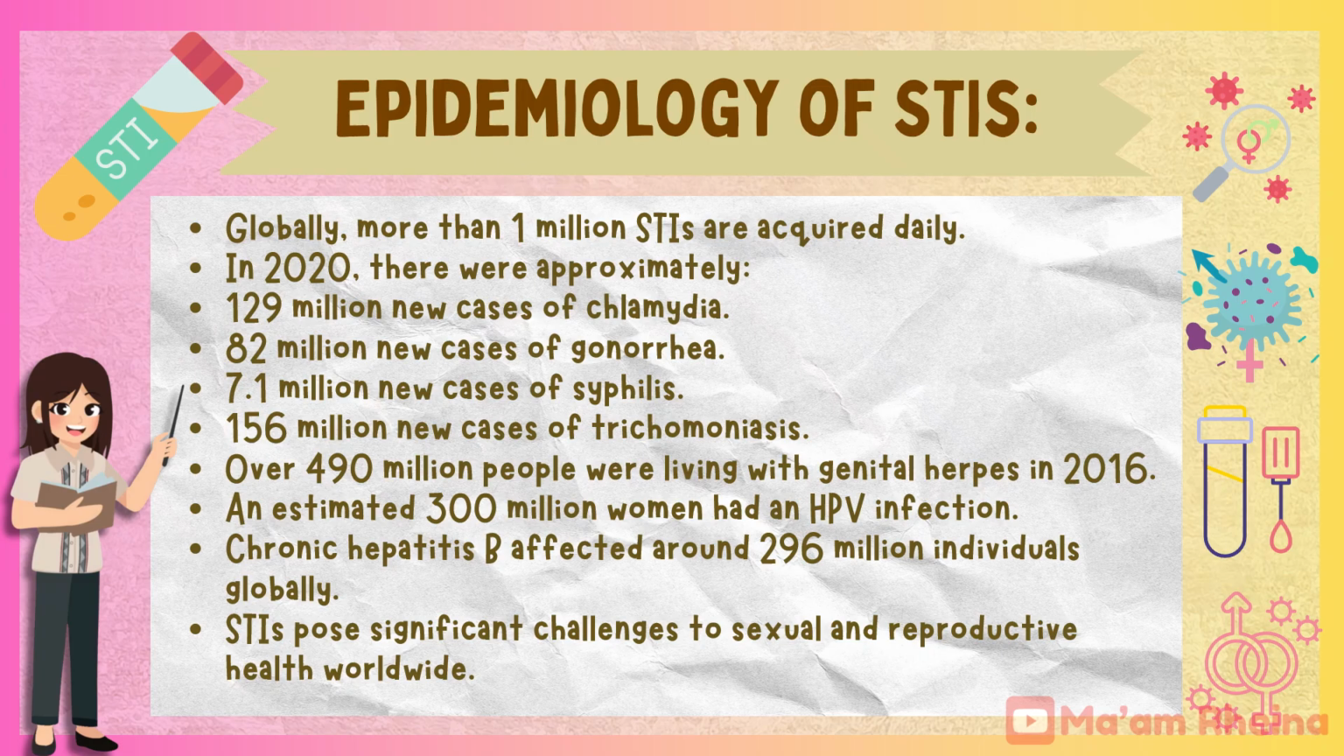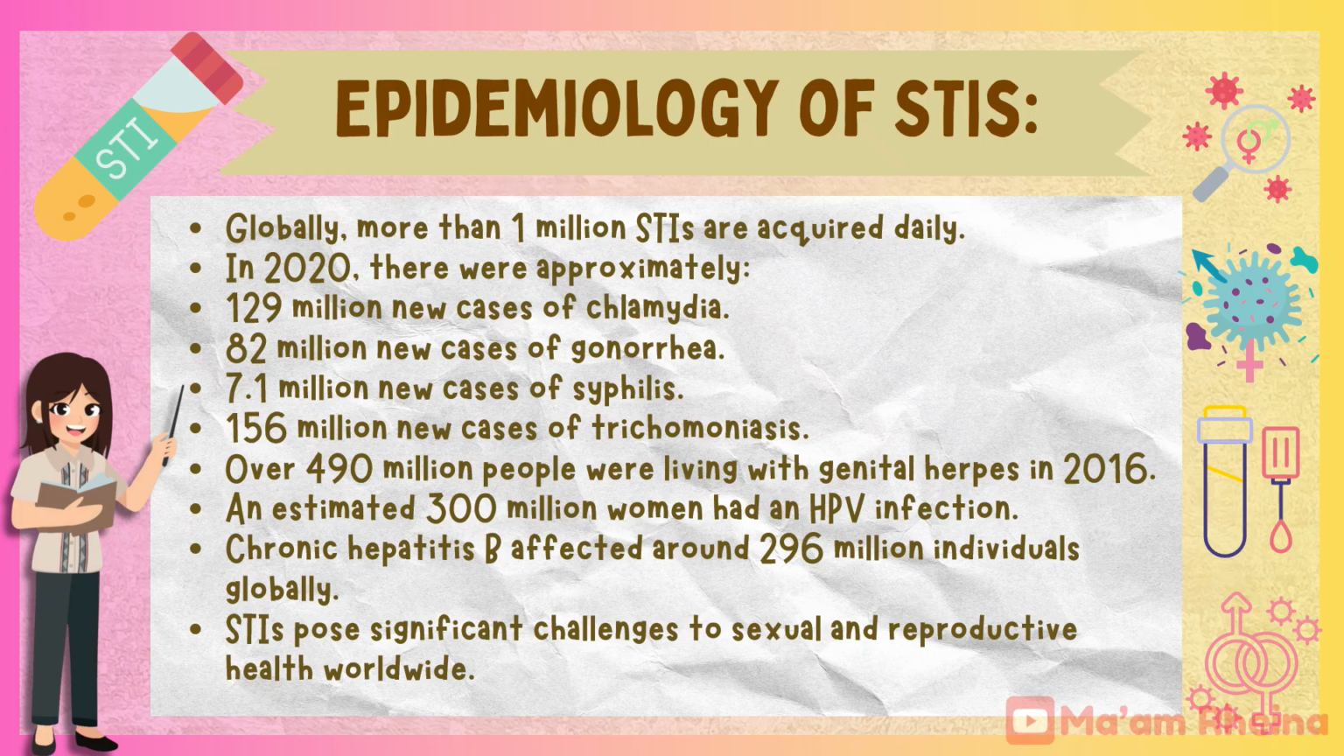In the year 2020 alone, there were about 129 million new cases of chlamydia. 82 million people contracted gonorrhea. 7.1 million new cases of syphilis were reported, and 156 million people got trichomoniasis, another common STI.